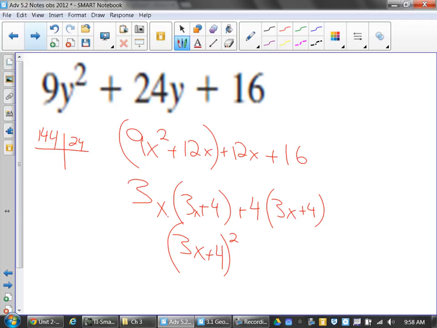plus 4. Can I write it as 3x plus 4 quantity squared? Now, Destiny, this is where you might have recognized first term's perfect square, last term's perfect square, and take the square root of the adds in the middle. You could have done that quicker if you recognize the pattern. But it still works. That's kind of why I don't bother with it, because sometimes you're like, well, I don't know if it is or I don't know if it's not. Okay. Not so bad, is it?